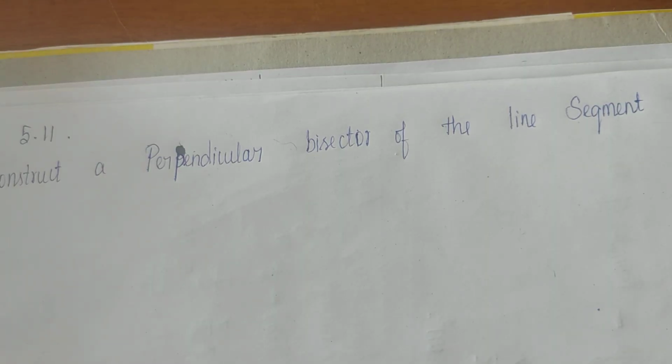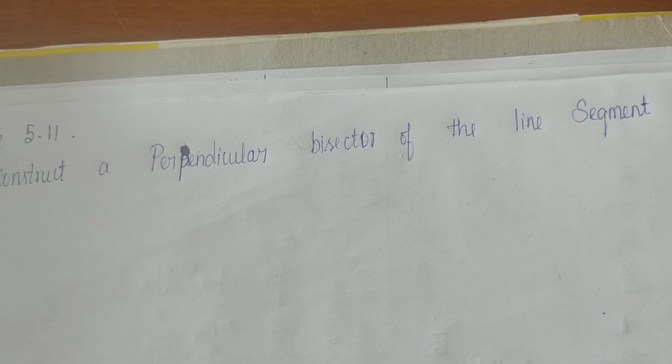What is a perpendicular bisector? A perpendicular line which divides a line segment into two equal parts is a perpendicular bisector. Okay students, can you understand?